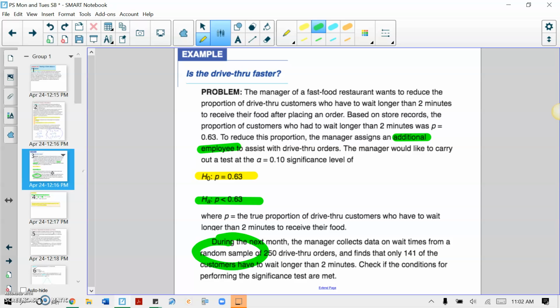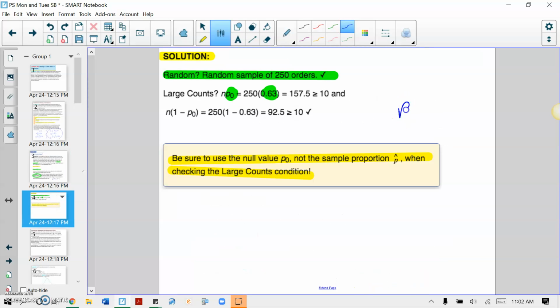If we did 141 divided by 250, we'd get 0.56 as our p hat. So notice right here, our p hat is 0.56, but they're using the actual p-value when you go to calculate the conditions. That's what I'm talking about. If you have the actual p-value, use that in your conditions. If you don't, that's when you use p hat. So for confidence intervals, for example.